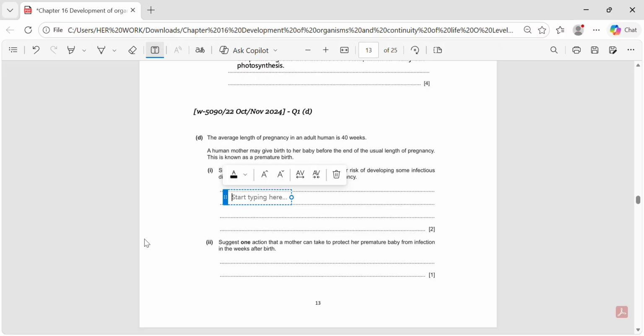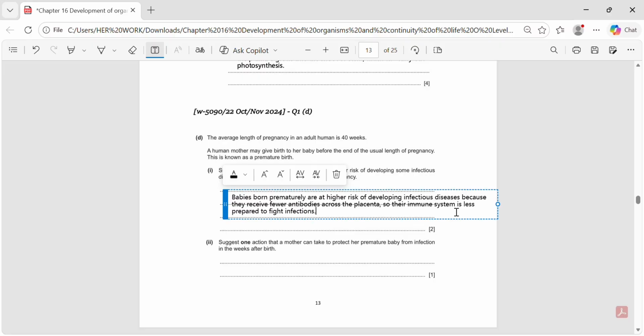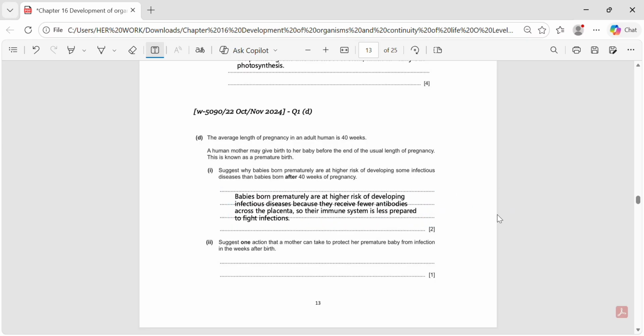The answer is babies born prematurely are at higher risk of developing infectious diseases because they receive fewer antibodies across the placenta, so their immune system is less prepared to fight infections. This means that during the later stages of pregnancy, antibodies pass from the mother to the baby through the placenta, helping to protect the baby after birth. If the baby is born too early, it does not receive enough of these antibodies, so its immune system is weaker and less able to fight infections.